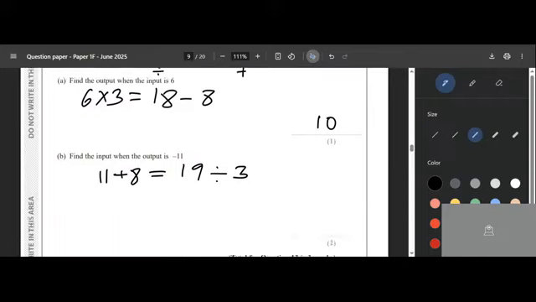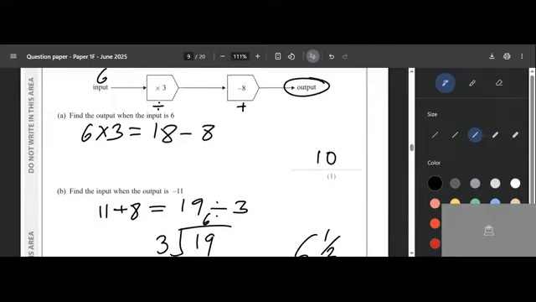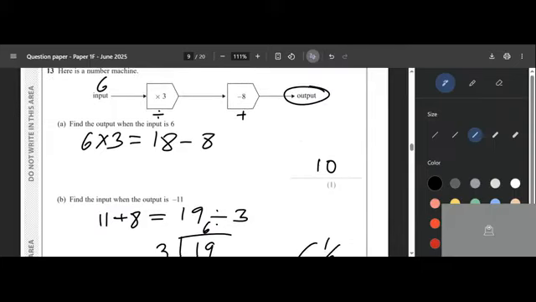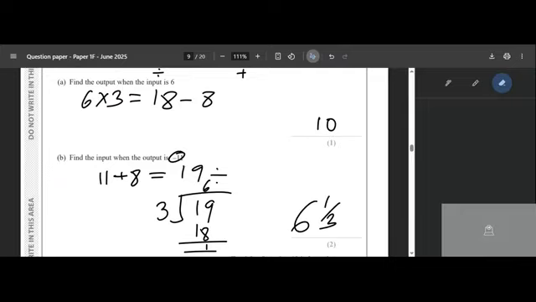The closest number here is 18, and that is 6 times. So the remainder is 1. So we have 6 whole number and a third. Oh, sorry for that. I have just seen a negative here. I have not paid attention to that negative. So let me just redo that, kindly, if you allow me.